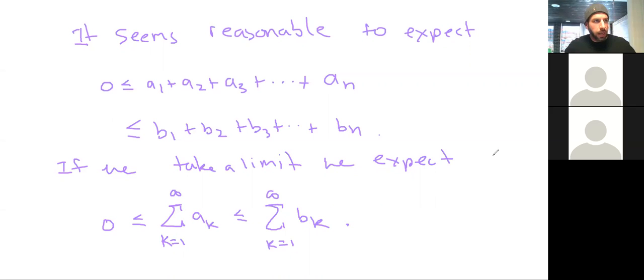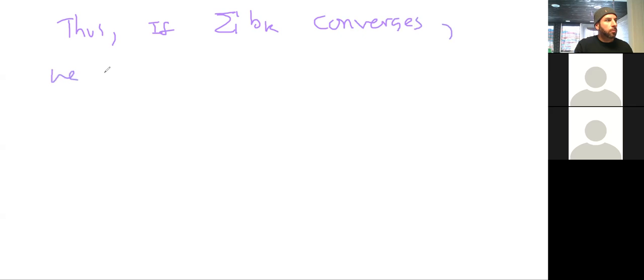So again, when I wrote the A sub n up there, remember that we call that S, those are the partial sums. So if we take the limit of the partial sums, by definition, the limit of the partial sums is the series. And so we would expect that to be true. And so we can make the following conclusions, and it's very logically sound. Thus, if this guy converges, we know this guy converges.